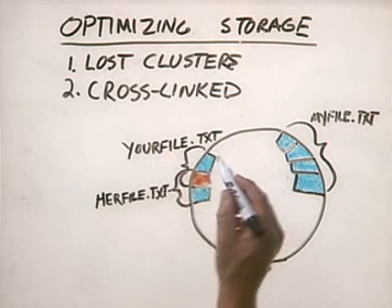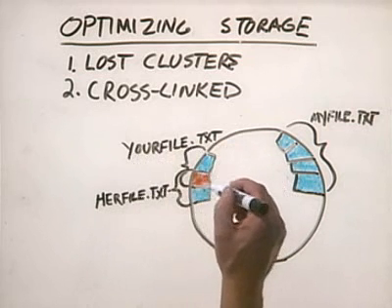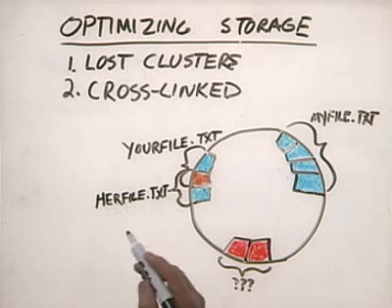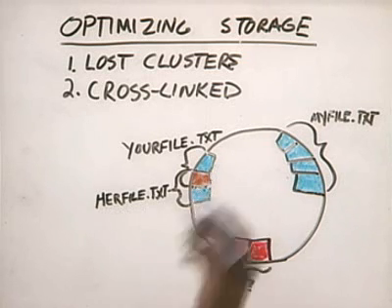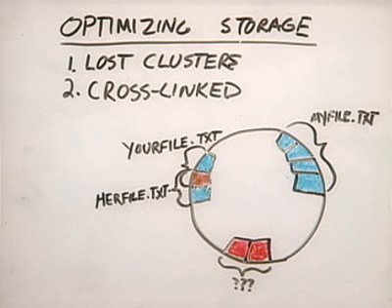So, your file says, I have this cluster and I have this cluster, and her file says, no, actually I have this cluster and I have that cluster. Which of those does it actually belong to? Your error checking tool will look for cross-linked files and fix those.